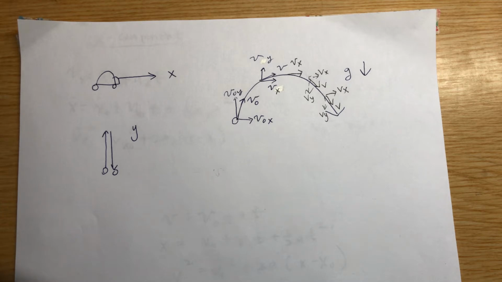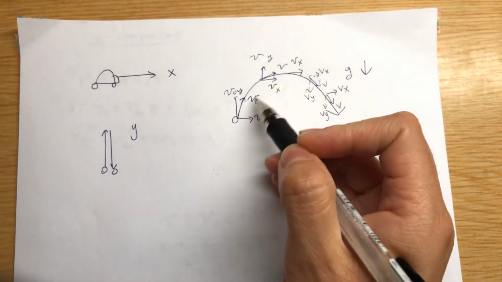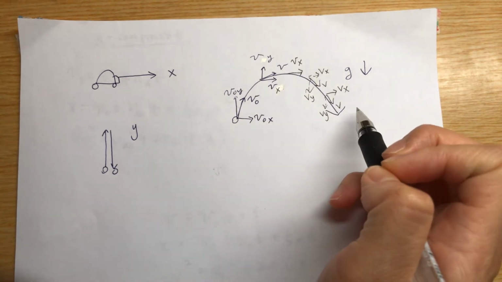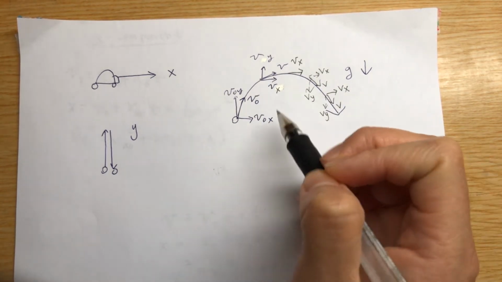So a projectile is an object moving in 2 dimensions under the influence of Earth's gravity. Its path is a parabola. Okay, so again, this has both X and Y directions. It's moving horizontally and vertically.